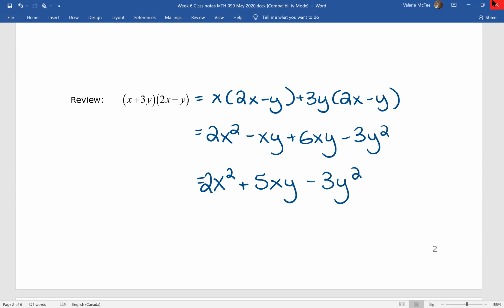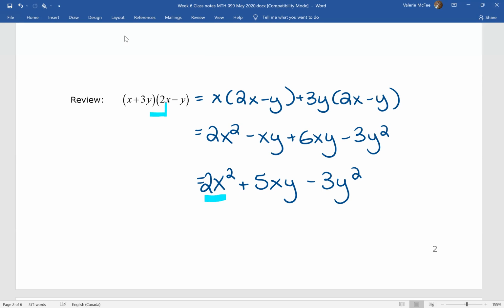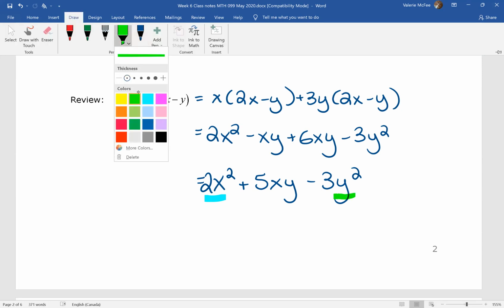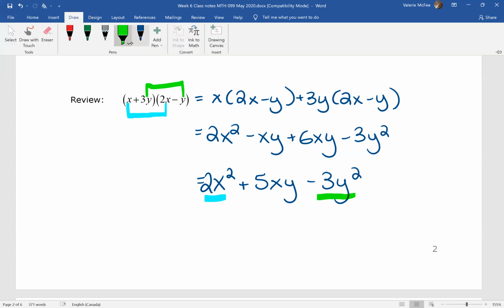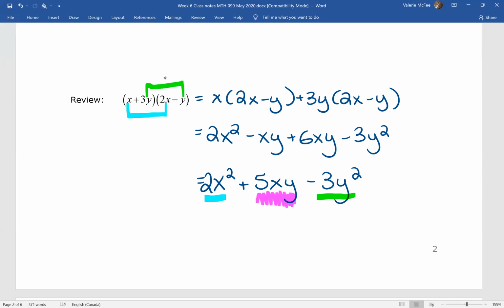And just like at the start of this lesson, when we multiplied the binomials, you'll notice that 2x squared comes from multiplying the first two terms. And minus 3y squared comes from multiplying the last two terms. We just need to look at how to find the middle term containing x and y. The process is really the same as what we've been doing all along.